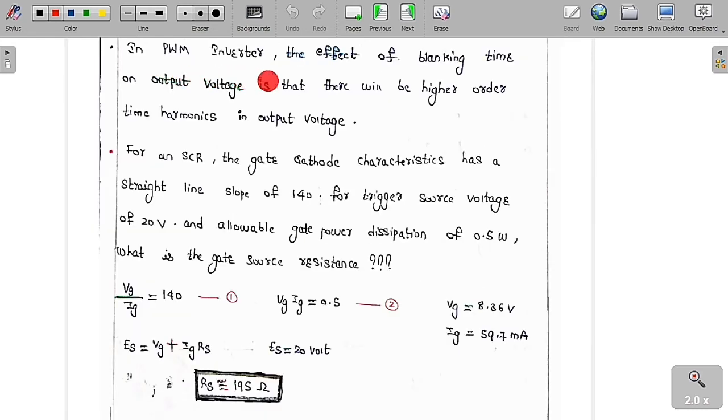In a PWM inverter, the effect of blanking time on output voltage is that there will be higher order harmonics in the output voltage. I have already told you in a PWM inverter, blanking time means for a small amount of time the output voltage is zero. Because of that, a lot of harmonics are going to be present in the output voltage.